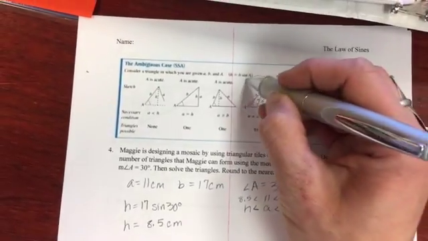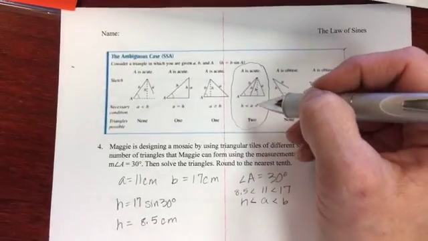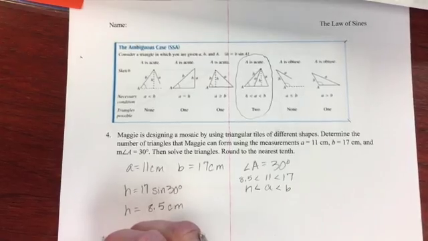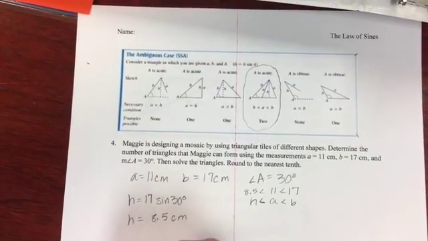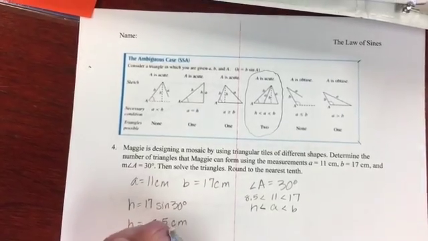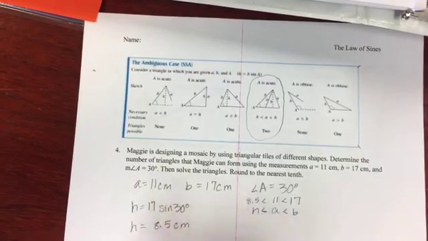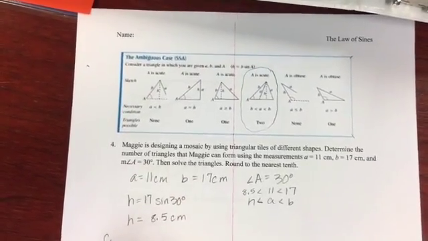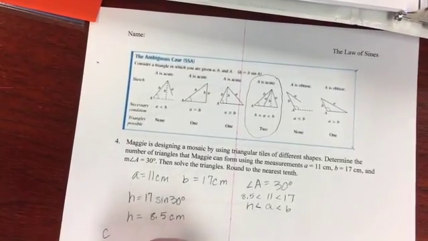Which case is this? That's this case. A is acute, and h is less than a is less than b, which means we have two triangles we can solve. So the first one is where you have a, 11, 17 centimeters, 30 degrees. And we're going to solve the triangle. We're going to find B, C, and little c.